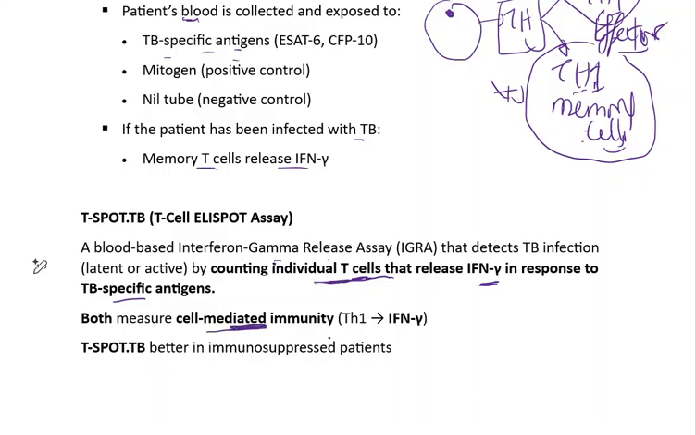And both tests measure the cell-mediated immunity. When you talk about cell-mediated immunity, we are talking about things like TNF-α and cytotoxic T cell, which we're going to talk about in immunology. But these tests are checking for your cell-mediated immunity, particularly the TNF-α producing interferon gamma. The cell-mediated immunity helps us to deal with intracellular antigens, right? And the T-SPOT-TB test is very good in immunosuppressed patients because it allows you to count their individual T cells that are releasing the interferon gamma.